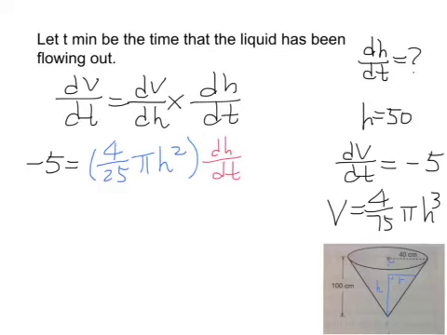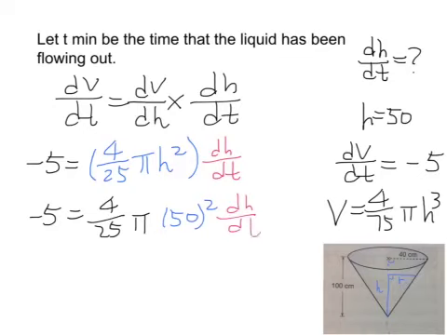And then let's continue. Negative 5 equals 4 over 25 pi. Now we know that h is 50, right? So I'm going to put 50 squared times dh/dt. So after doing all these, you will find out that dh/dt equals negative 1 over 80 pi. Well, that is not finished.